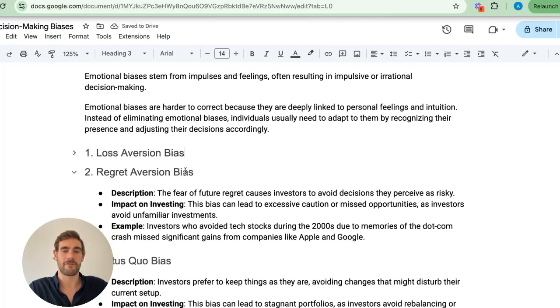The second one is regret aversion bias. Here, the fear of future regret causes investors to avoid decisions they perceive as risky. This bias can lead to excessive caution or missed opportunities as investors avoid unfamiliar investments. Investors who avoided tech stocks during the 2000s due to memories of the dot-com bubble missed significant gains from companies like Apple and Google. Regret aversion bias can also be, for example, avoiding investing in financials after the 2008 crisis, and also missing the rally in Bitcoin if not invested at the beginning, even if exposed to it.